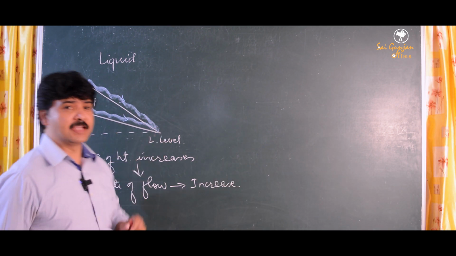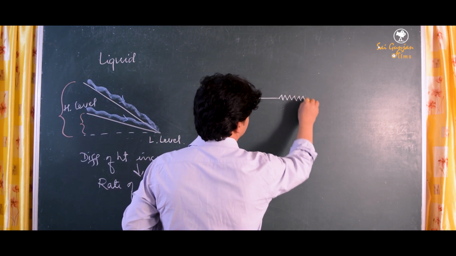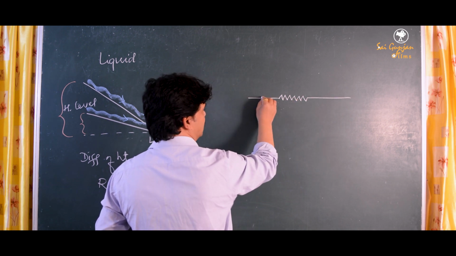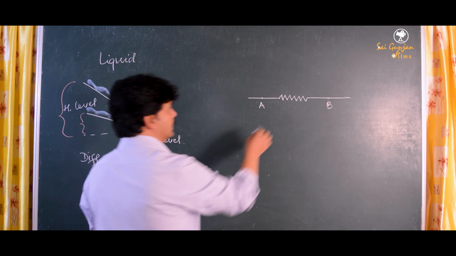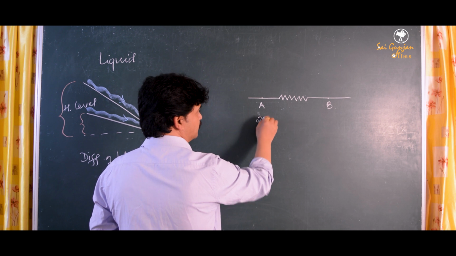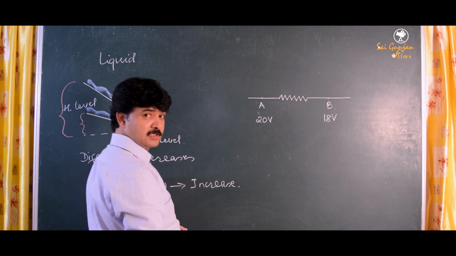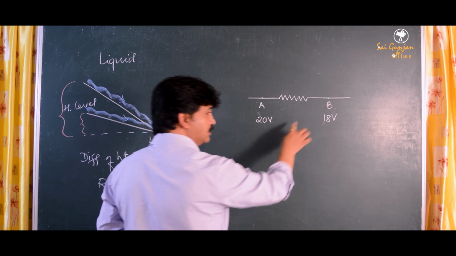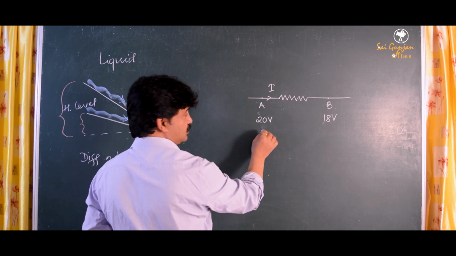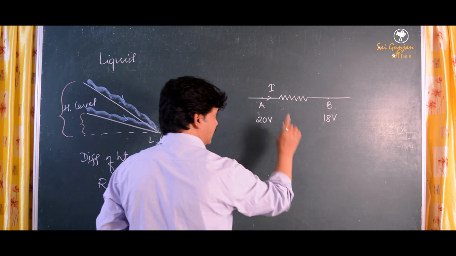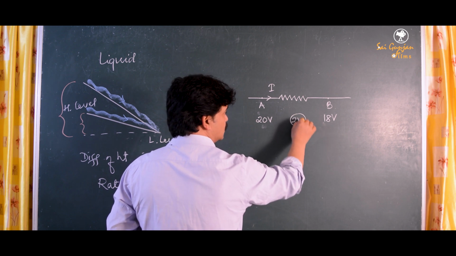Now a similar kind of thing happens in the case of electric current also. So this is the wire, these two are the 2 points as usual. Let's say A is at a potential of 20 volt and B has a potential of 18 volt. Since there is a potential difference, current will flow from higher potential to lower potential. That's why current I flows from A to B. Now what is the potential difference here? 20 minus 18 is 2 volt.